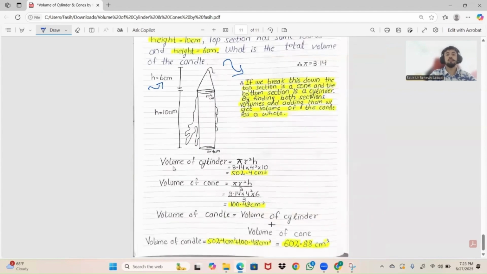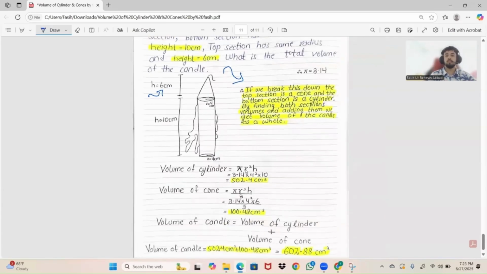So we know that volume of cylinder is pi r squared h. Pi is 3.14. The radius of the cylinder, which is the bottom section here, is 4. And the height of the bottom section, which is the cylinder, is 10. You get 502.4 centimeter cube.